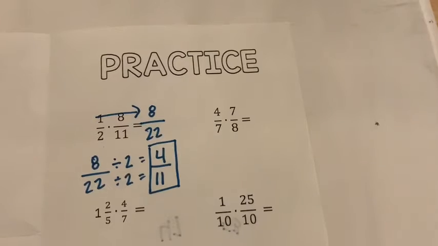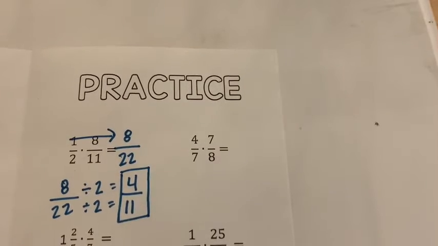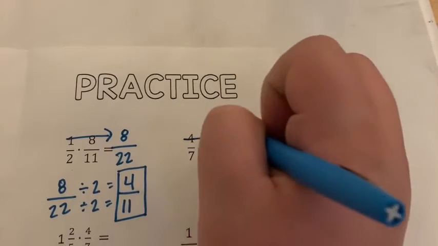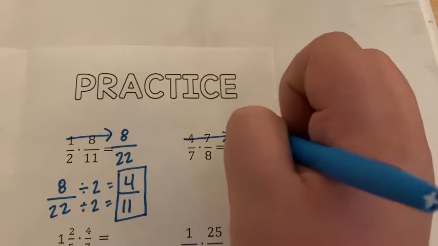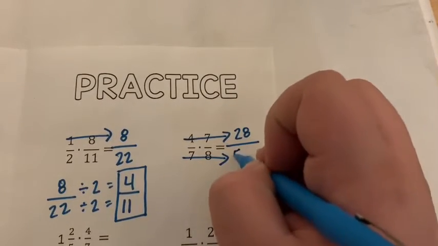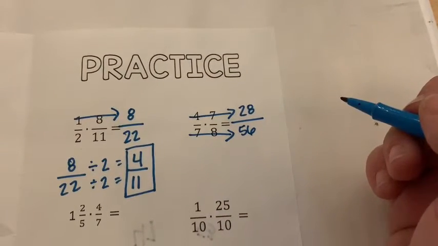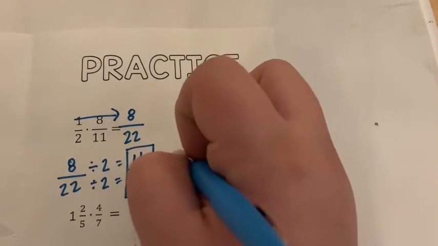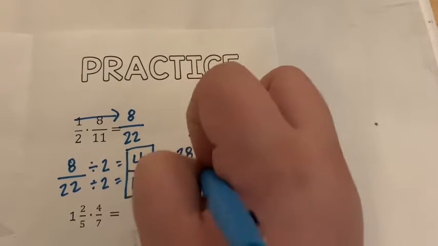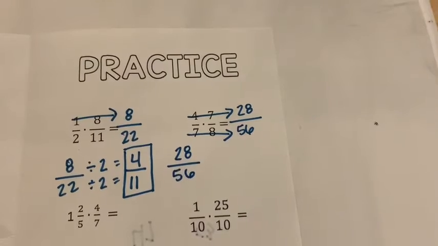Okay, so now let's do 4 over 7 times 7 over 8. 4 times 7 is 28. And 7 times 8 is 56. Alright, what goes into both 28 and 56? 2. We could start with 2. Is there anything else we can start with? 7. Okay, so start with 7.